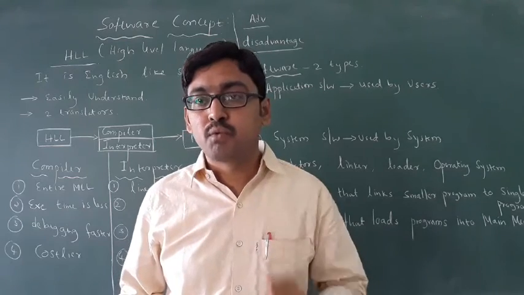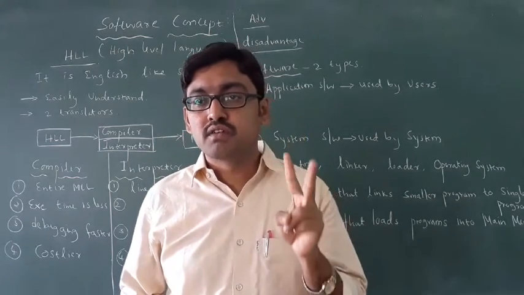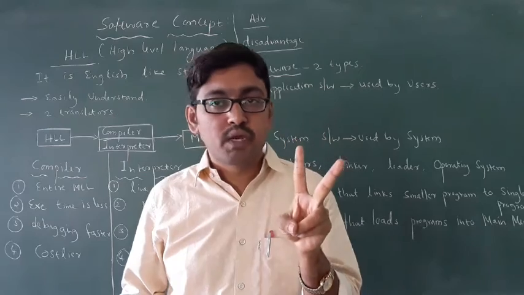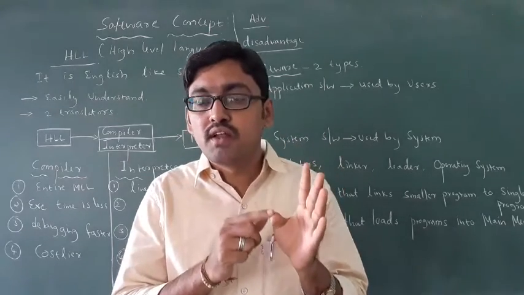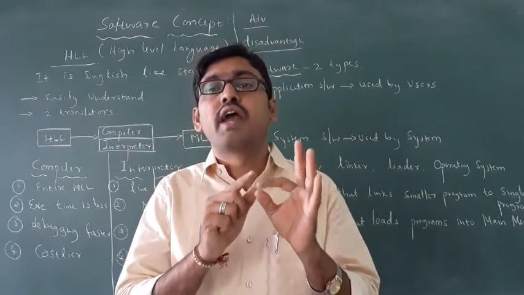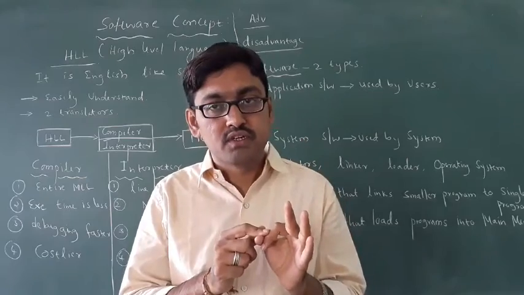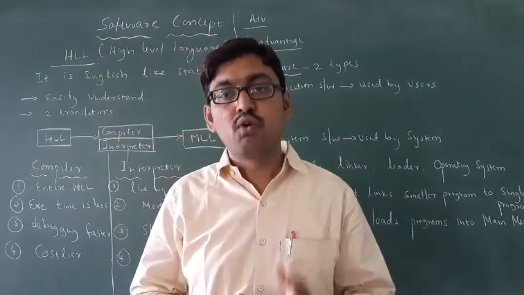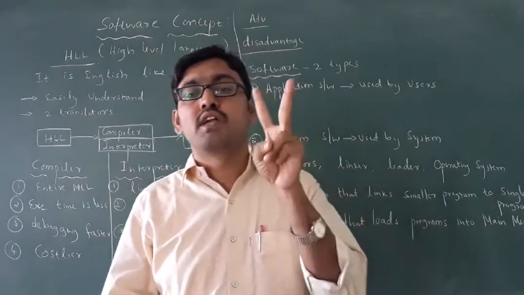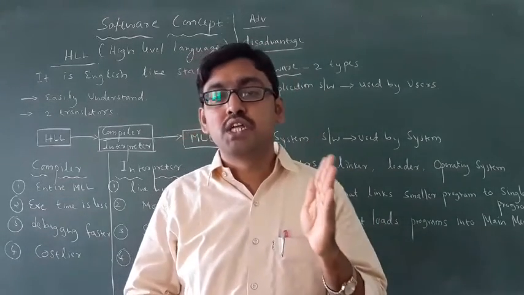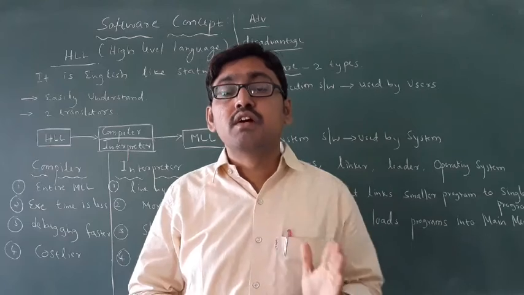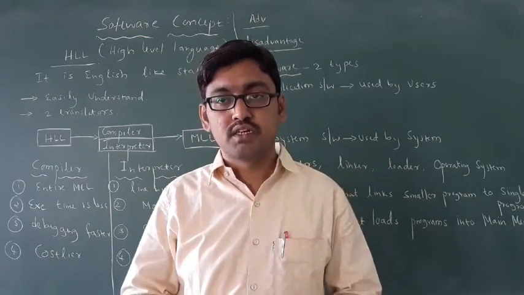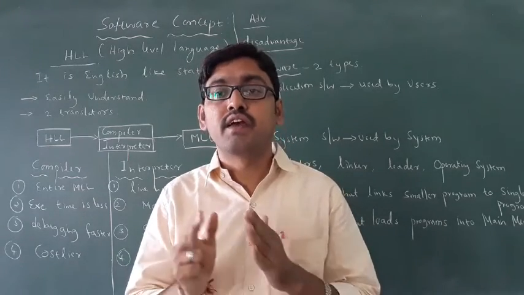How many types of programming languages do you have? Already we discussed that there are two types: low level language and high level language, HLL. In the last class we discussed the low level languages. There are two types in that: one is machine level language and the second is assembly level language, MLL and ALL.